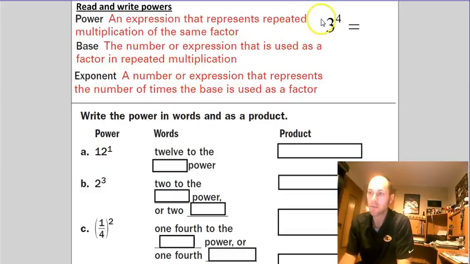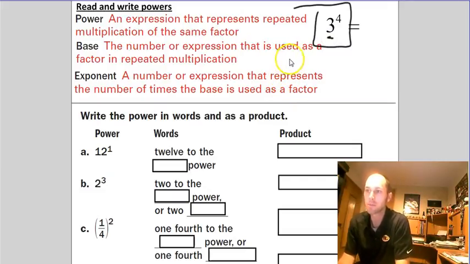So in this case, we have 3 to the 4th power. Okay, 3 will be that base number. So we're using that number, repeating that number and multiplying it multiple times. How many times? Well, the exponent tells us that. The exponent tells us how many times we're multiplying that base, how many times we're using that factor. So the exponent will be written above the base. So here, this little 4 means that we're taking 3 and multiplying it 4 times.